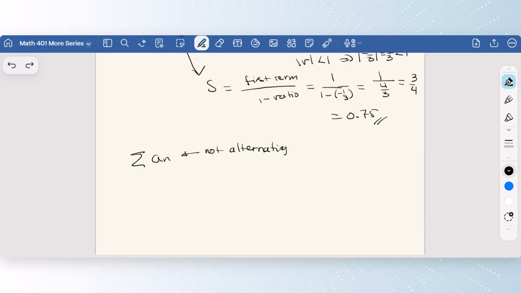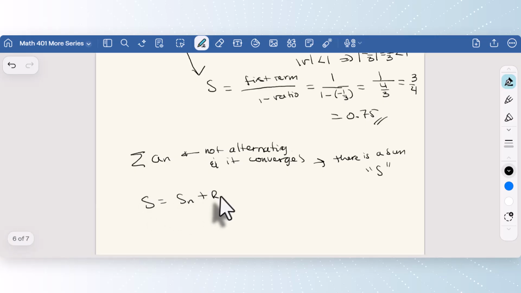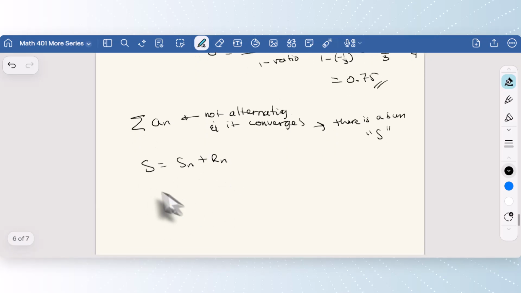Okay, so if it's not alternating and it converges, then if it converges, that means there is a sum. Let's call it S, just as we did before. So that means that S is equal to Sn plus Rn, same as before, right? Which means that S minus Sn is equal to Rn. So that's how we find the remainder, is the sum minus Sn, but really what we want is the sum is equal to Sn plus Rn.